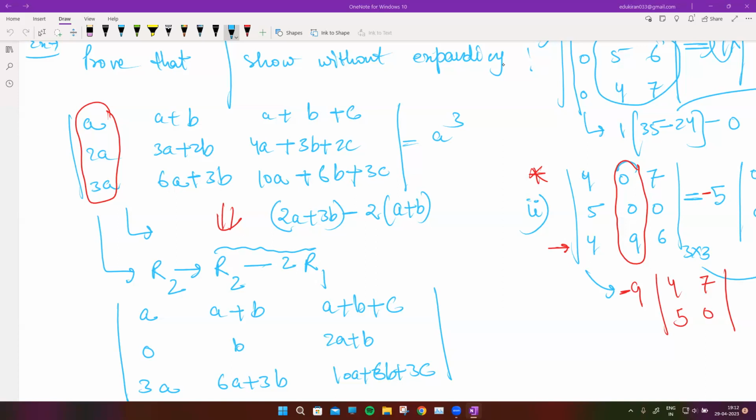Second row, second column. Oh, sorry, it should be A, right? It should be A, I guess. 3A plus 2B minus 2A plus 2B. So it should be A, correct. And it should be 2A plus B.